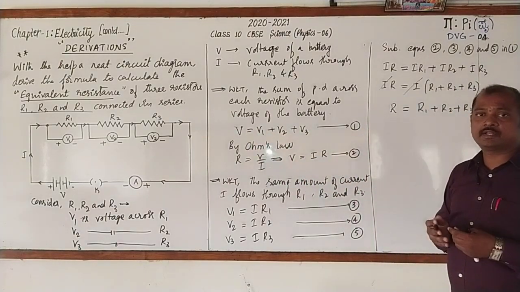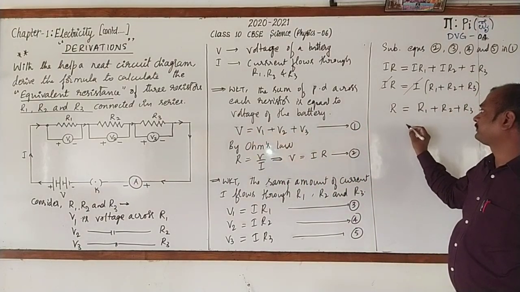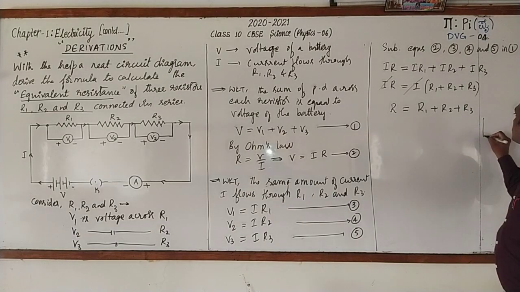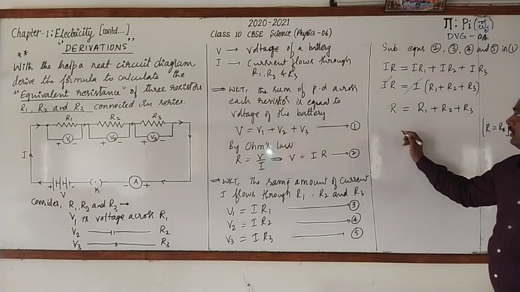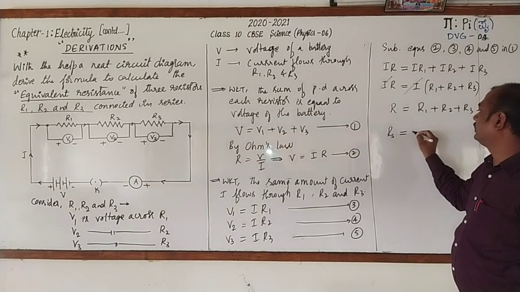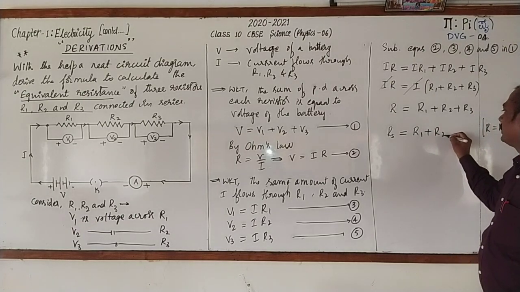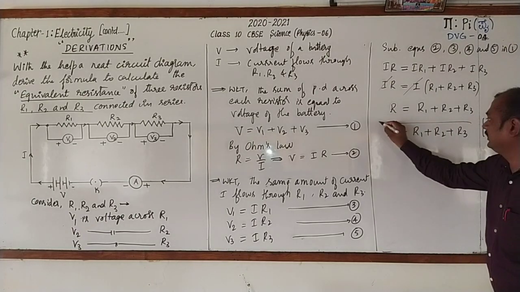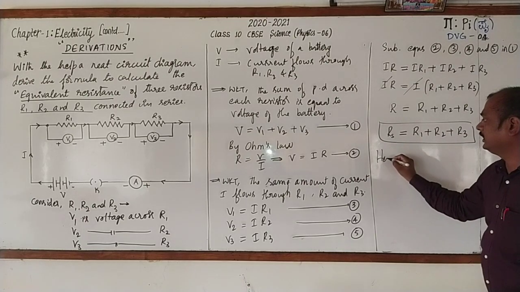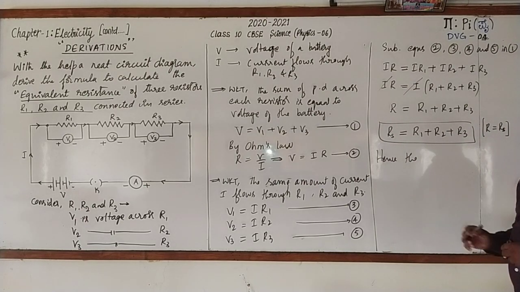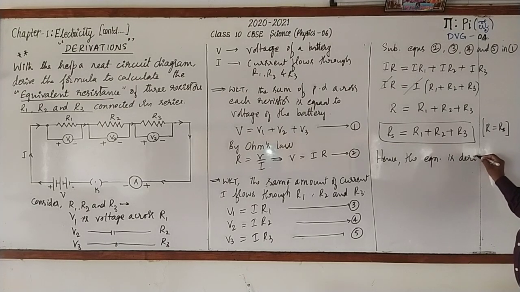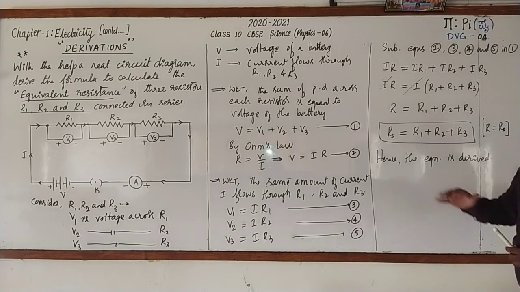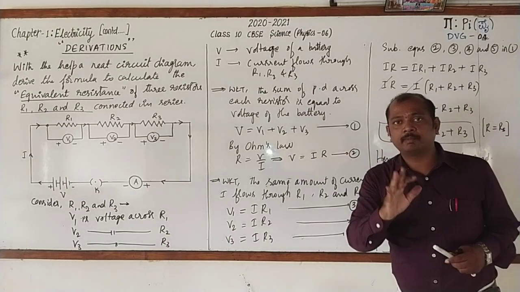Hence the equivalent resistance is to be taken as RS. You will go for substituting RS in place of R. Then I will write RS equal to R1 plus R2 plus R3. Hence the formula is derived. Got it? So this is an important formula to be remembered.